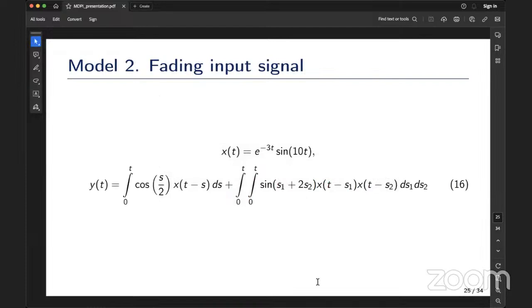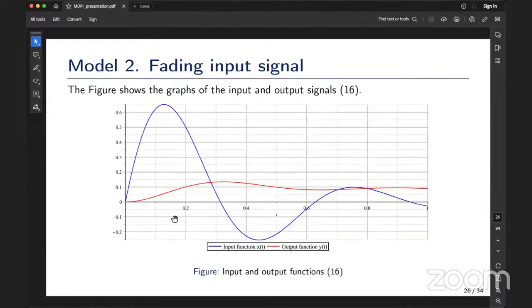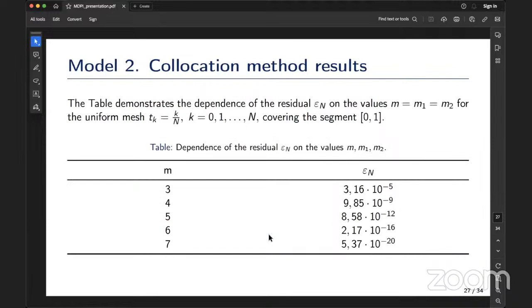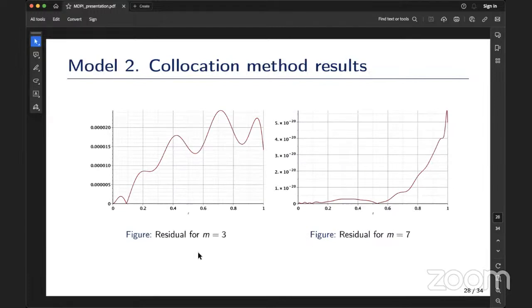So next, an example with a fading input signal. Again, this is x, and here we identify our kernels. This figure shows the graph of the input and output; the blue is the input and red is the output signal. And this table shows the dependence of the residual on the values on this uniform mesh. Again, the test segment was selected from 0 to 1. These are the results for the residuals for the collocation method, for m equal to 3 and m equal to 7.